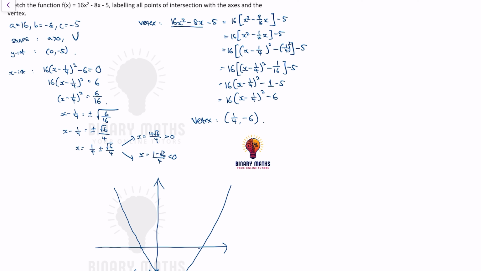The vertex is (1/4, -6). This one is a larger value, which is (1 plus root 6) over 4, which is greater than 0 anyway. And this one, 0, don't forget 0. And this one must be (1 minus root 6) over 4, 0. So that would be all labelled correctly.